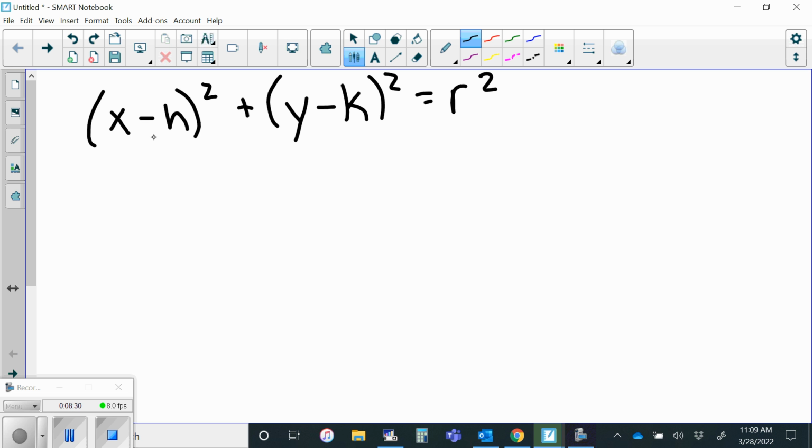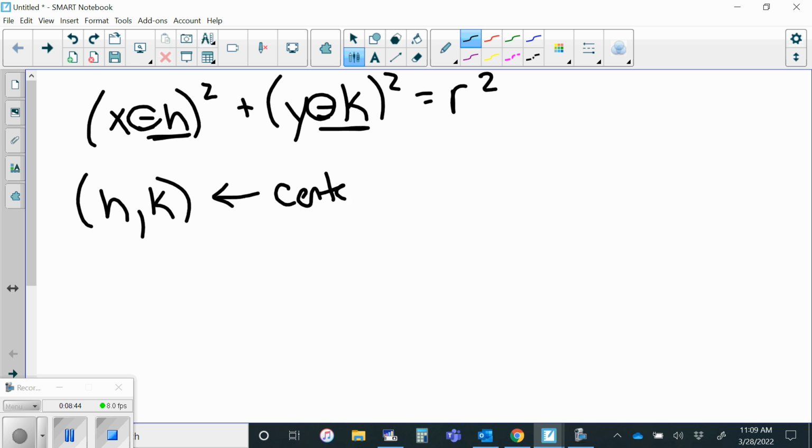Notice this negative is here, this negative is here. That's supposed to be there. Your H and your K from this equation up here, that's going to make the center of your circle. That's how you'll know where the center of the circle is. And this number back here will be the radius squared. So the radius will just be r. Why is that a little tricky? Because this number is the radius squared. So what are you going to have to do to this back number to find the radius? Square root it.